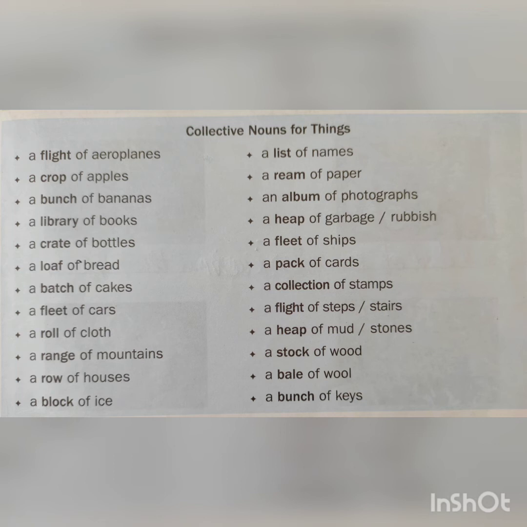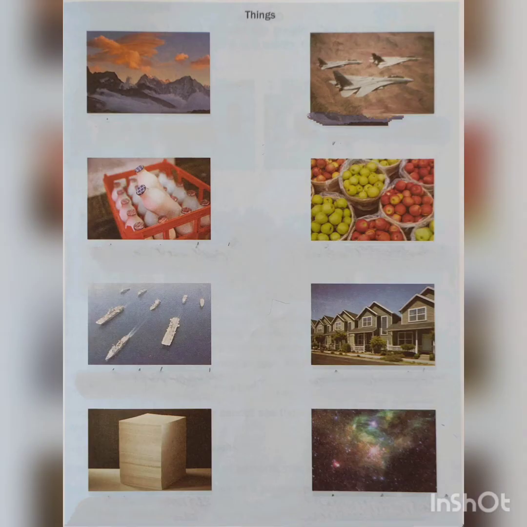These are the examples of collective nouns. A flight of aeroplanes, a crop of apples, a bunch of bananas, a library of books, a crate of bottles, a loaf of bread, a batch of cakes, a fleet of cars, a roll of cloth, a range of mountains, a row of houses, a block of ice. Identify each picture and write the collective nouns for it.